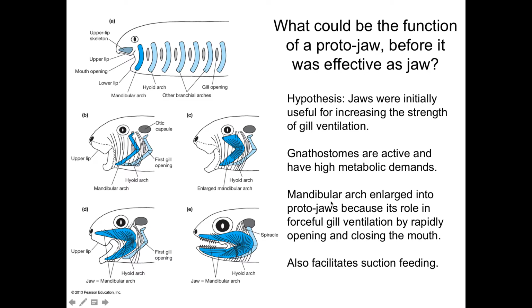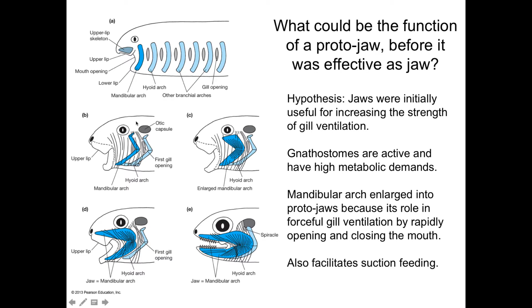And it seems one of the most likely hypothesized functions that could have allowed the jaws to develop into a biting mechanism was that the jaws were initially used not so much for biting but for increasing the strength of gill ventilation. So gnathostomes are very active, more active than the jawless vertebrates, and they have high metabolic rates, so they do require more efficient gas exchange with the environment.